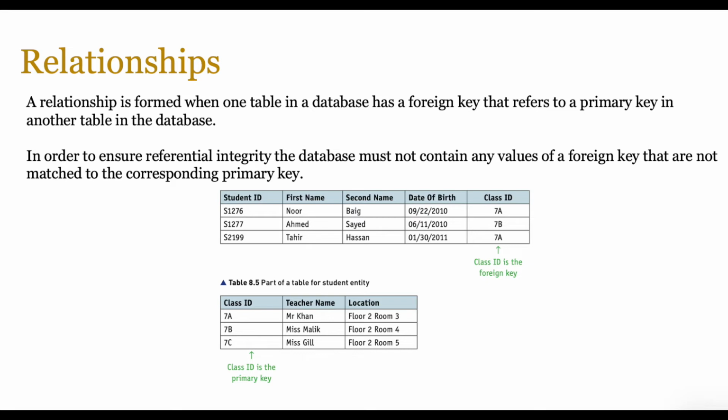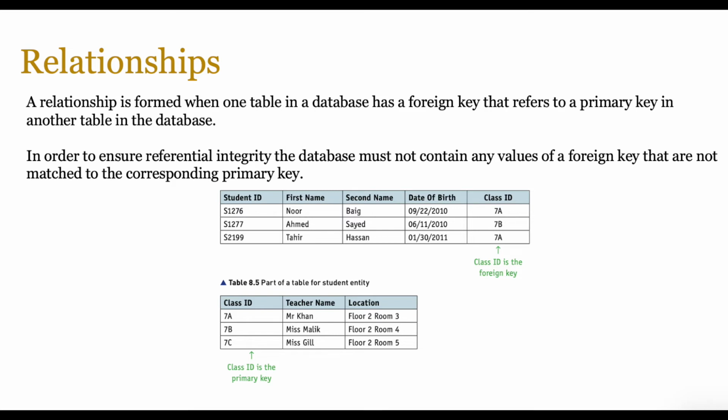In order to ensure referential integrity, the database must not contain any values of a foreign key that are not matched to the corresponding primary key. Think about the term referential integrity, referencing integrity. When you have a foreign key that is pointing to a primary key that doesn't exist, the reference does not work. You're pointing to a location that does not exist, and that can lead to all sorts of errors and inconsistencies.